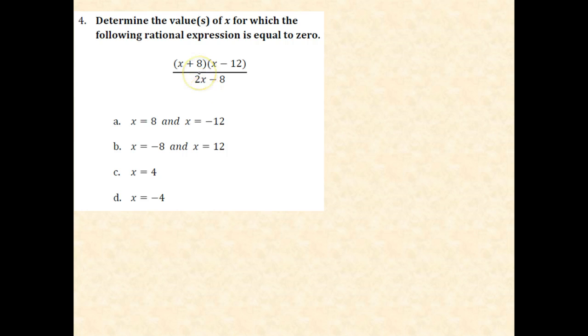What values of x make the following rational expression equal to 0? So a rational expression is equal to 0 when the top equals 0. So what x value would make this part 0? Negative 8 plus 8 would be 0. And what x value would make this factor 0? 12 minus 12 is 0. So we want x to be negative 8 and 12. And that's B.